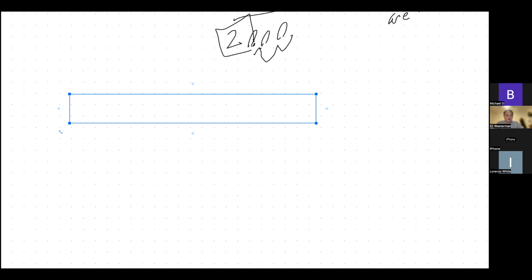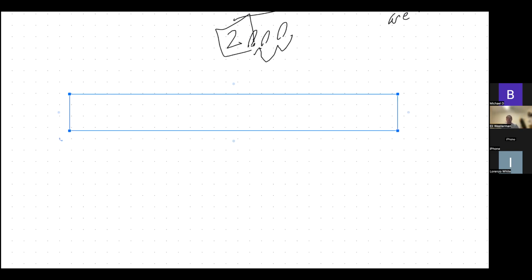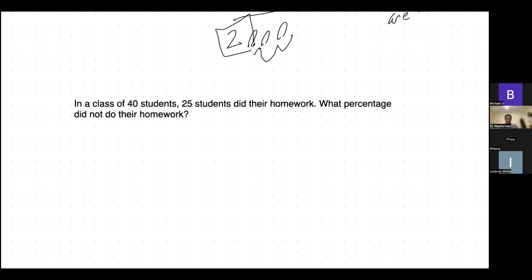All right, in a class of 40 students, 25 students did their homework. What percentage did not do their homework? So we have here 25 over 40 did their homework, but we're not interested in how many did. We're interested in how many did not do their homework. So if there were 40 students and 25 did their homework, 40 minus 25: 10 minus 5 is 5, 3 minus 2 is 1, so it's 15. So our fraction is 15 over 25.